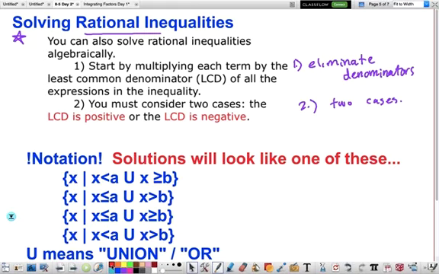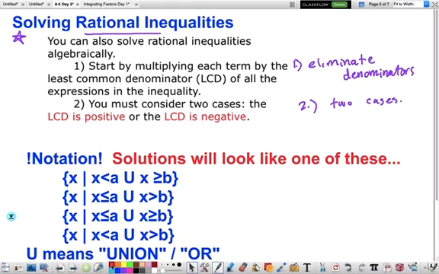All right. Do we have this page down? All right, so I'll give you another minute to copy it down because I want to make sure we get through this. The big idea is make sure you know those 2 easy steps. Eliminate denominators, look at 2 cases, and then know what union means. Union means or.